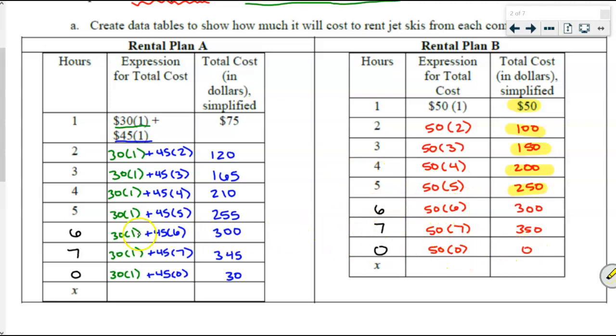Which one is cheaper? So 6 hours, it's 300, 6 hours, 300. I can't highlight anything, they're the same there. 7 hours is 345, and 7 hours is 350. That means rental plan A is going to be cheaper here, right? Noticing some interesting things there.